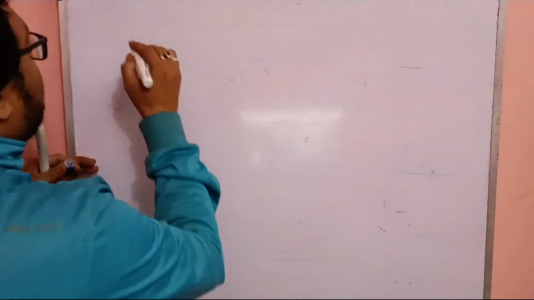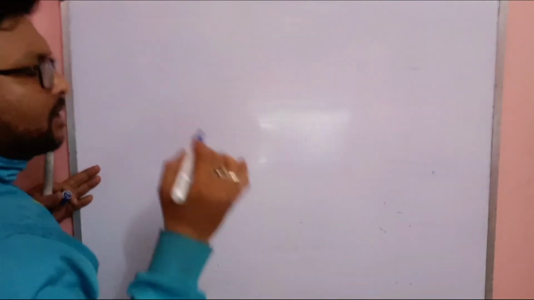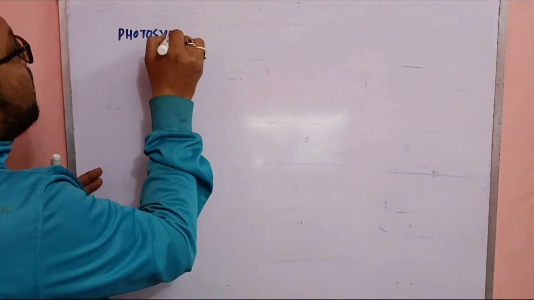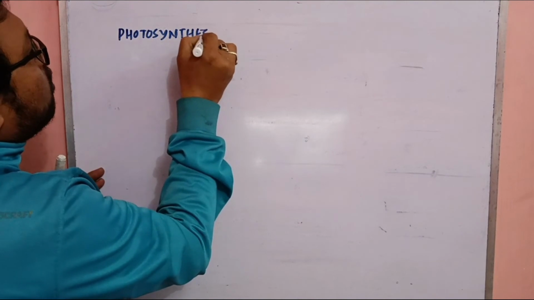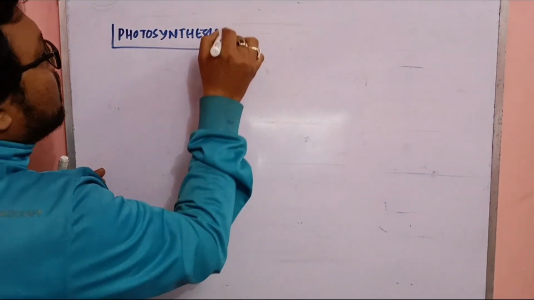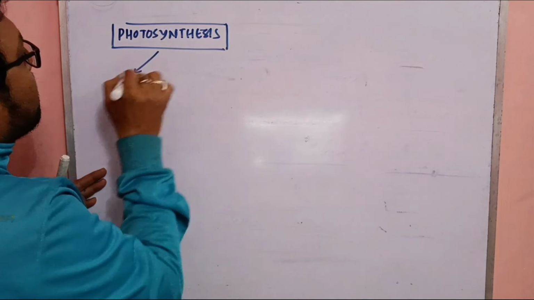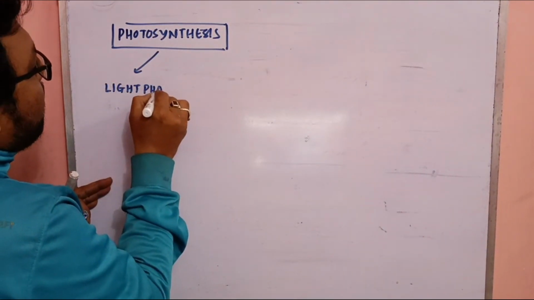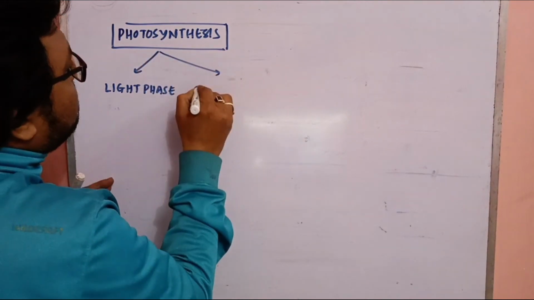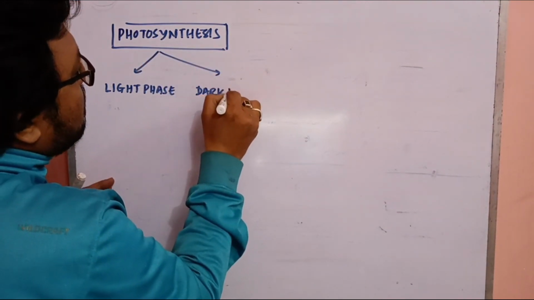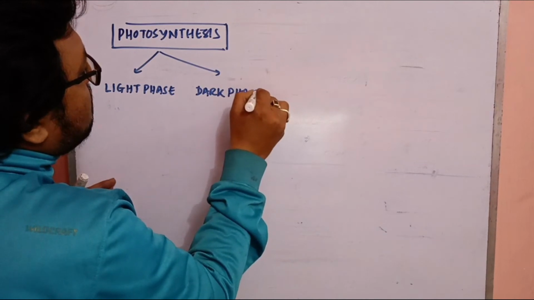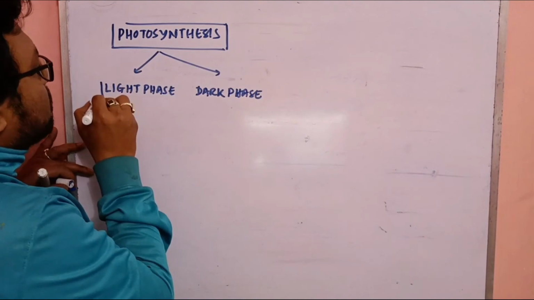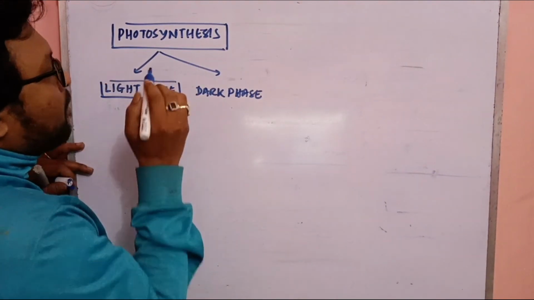Now what we have discussed earlier is that this photosynthesis involves two different phases. One is the light phase and the other one is known as the dark phase. So what does light phase actually mean? It is dependent on light.